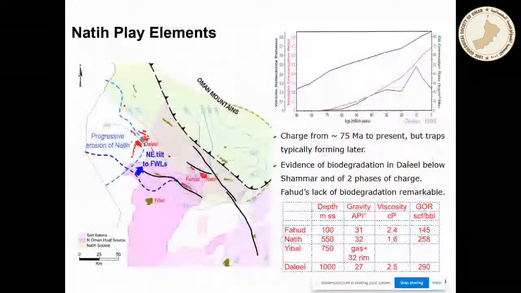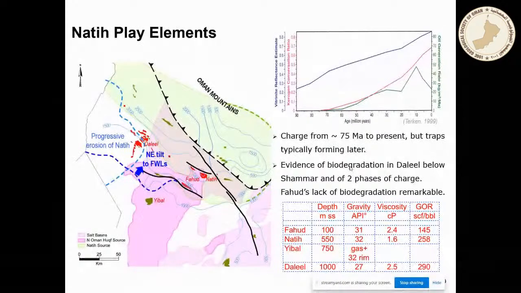Biodegradation is, by the way, degradation of the oil quality, usually by biogenic processes, bacteria and others, and these cause oil to get heavier over time. And obviously they're related as well to tectonic history.